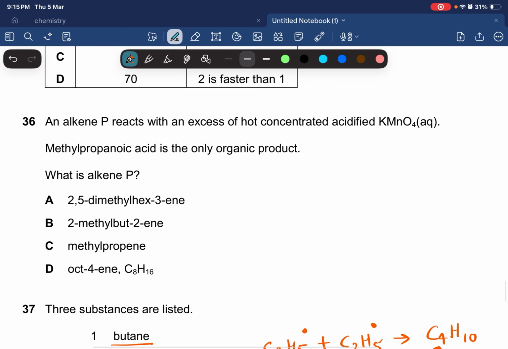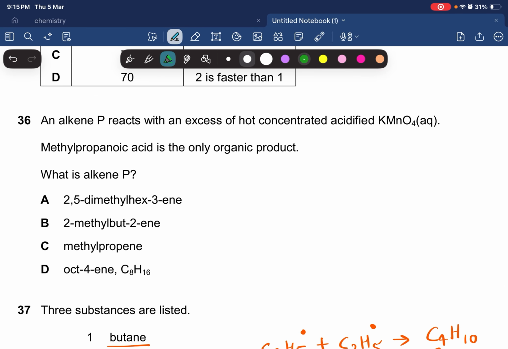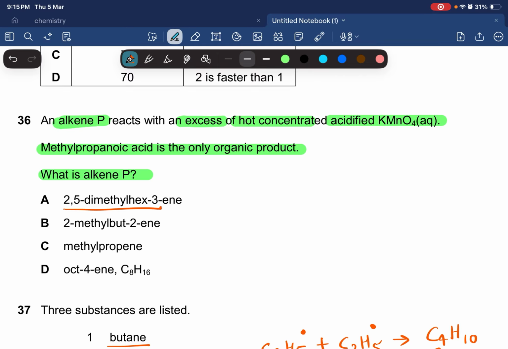Okay. An alkene P reacts with an excess of hot concentrated acidified KMnO4. Methyl propanoic acid is the only organic product. What is alkene P? First things first, what do we gotta do? We gotta add excess hot concentrated acidified KMnO4 to this and then see what the product is.